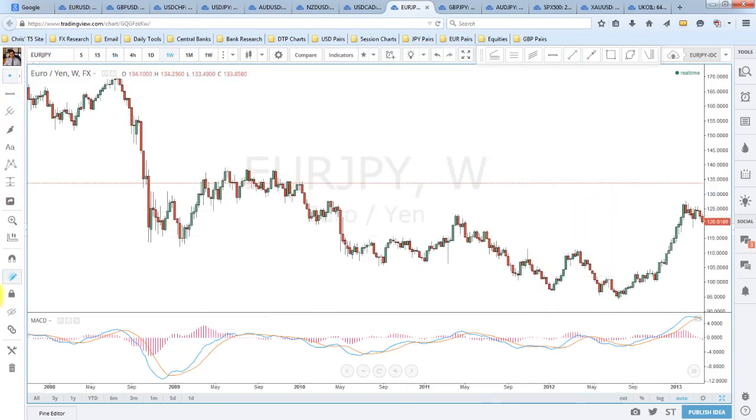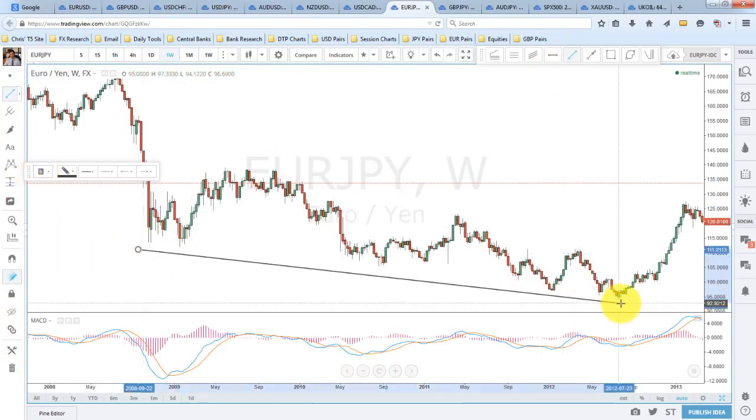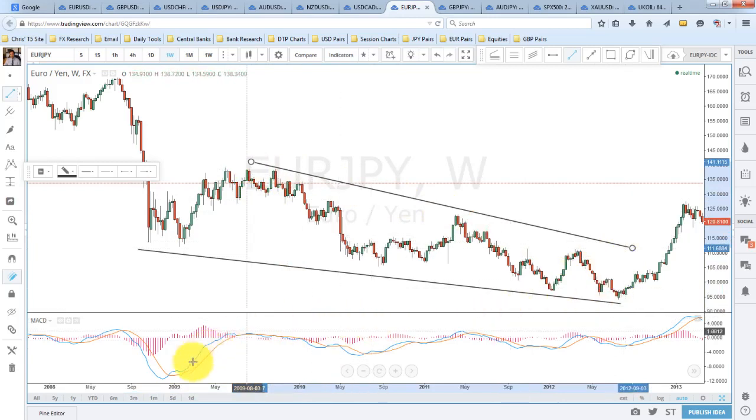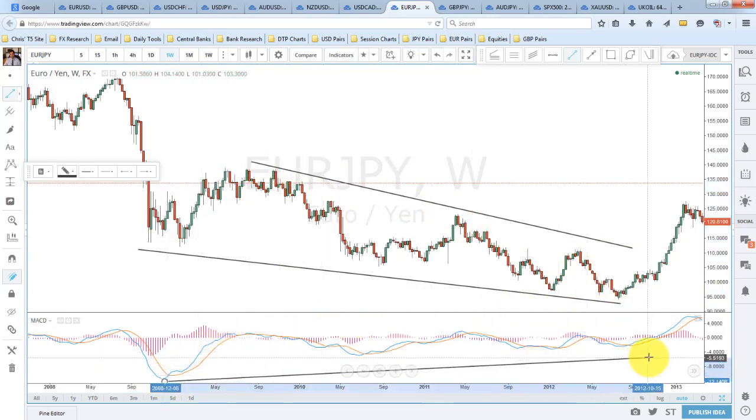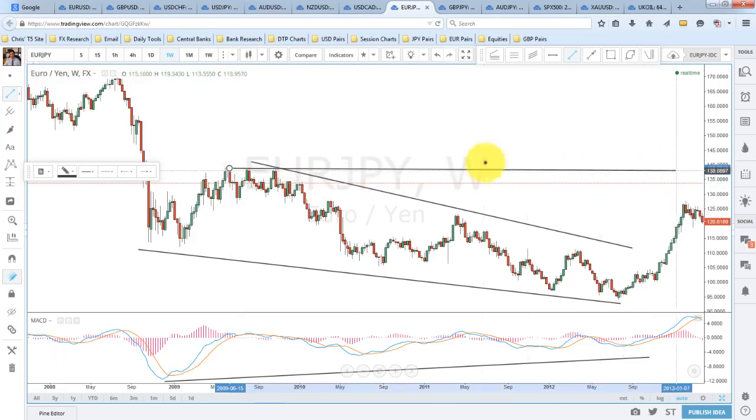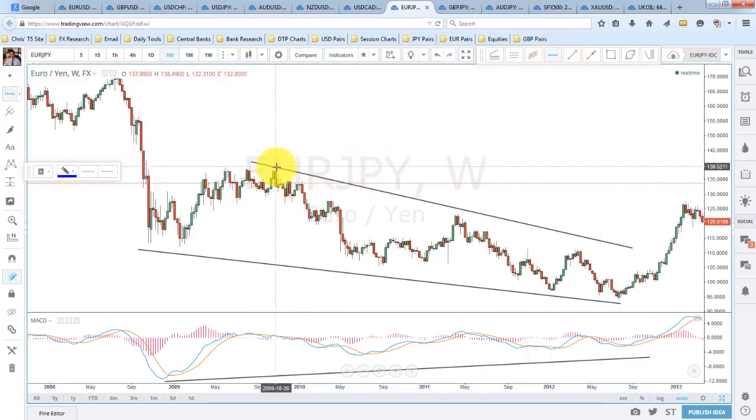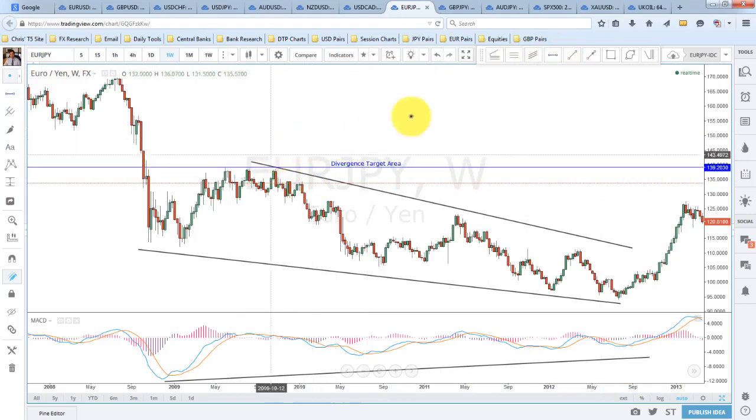Here's a weekly euro yen. And we see here that we have price moving lower, and we're actually looking at another diagonal. MACD cycling higher. Here's our high point between the points that diverged. Actually, let me go ahead and just draw the divergence target here. Okay, so this is a divergence target. It's also that ending diagonal or a wedge that we just showed.